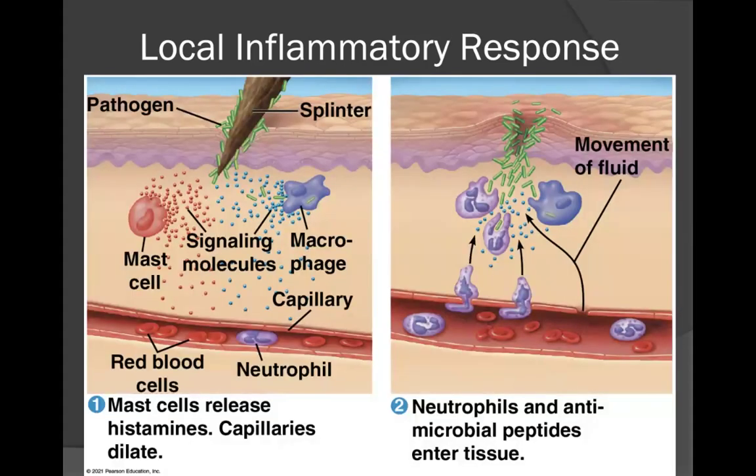Take a look at the diagram to understand the different cells involved in the local inflammatory response. We have the mast cells secreting histamine, we have macrophages releasing cytokines, dilation of the blood vessels, and eventually recruitment of neutrophils into the area.